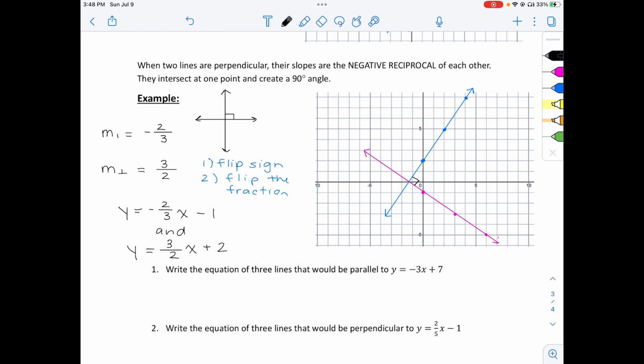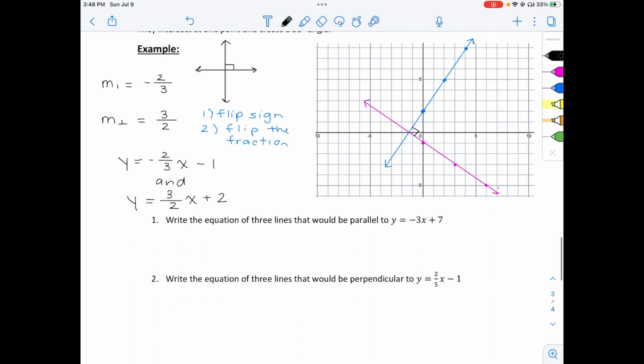Okay, so these ones visually, you can see that it most likely looks like it crosses at a 90-degree angle. You would need a protractor to be certain. But graphically, if you're looking at the slopes, if you flip the fraction of your slope and flip the sign, then you would get the negative reciprocal, and that will tell you if the slopes of the lines are perpendicular.